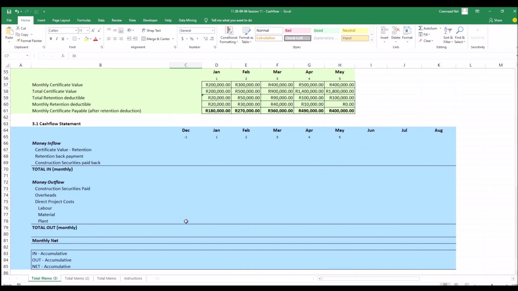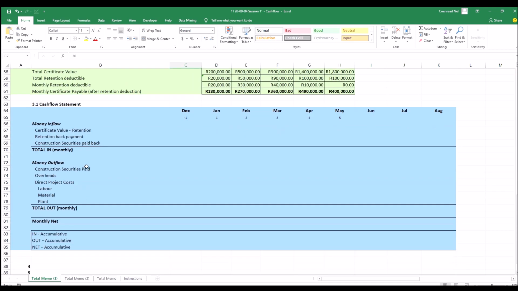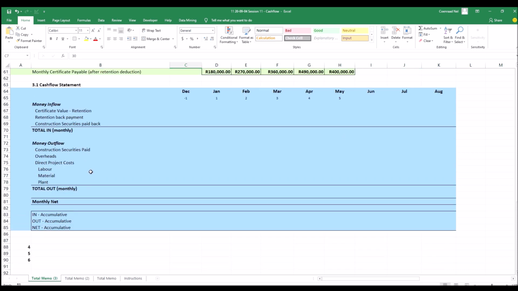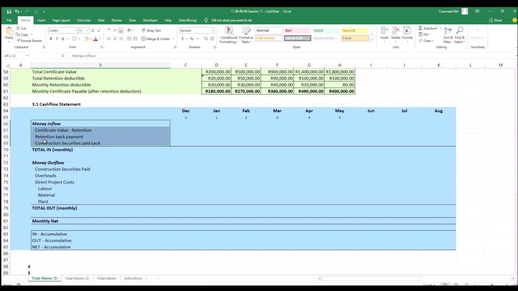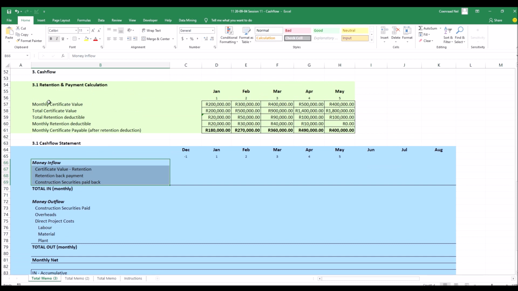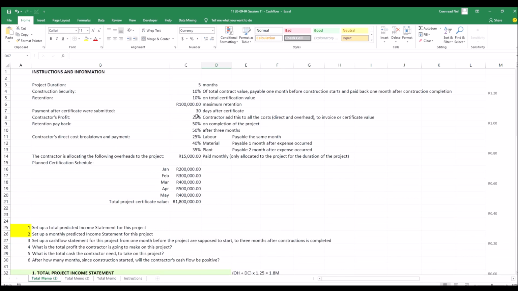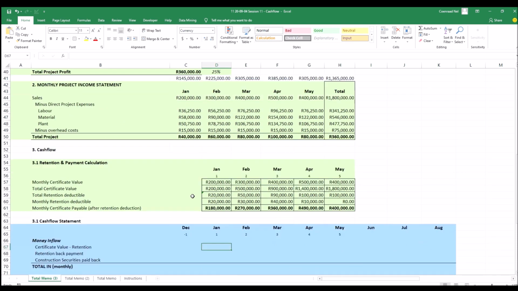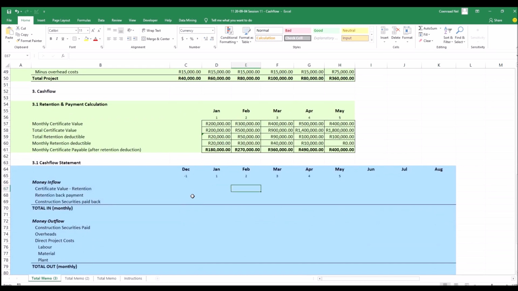So let's have a look at this. Your cash flow has two sides: money inflow and money outflow, and then you want to work out what your net is. Let's just look at money inflow first, and remember the first point of money inflow is your certificate value. When am I going to get my first payment? This project starts in January, but I get paid 30 days after my certificate, so my first payment is going to be in February.